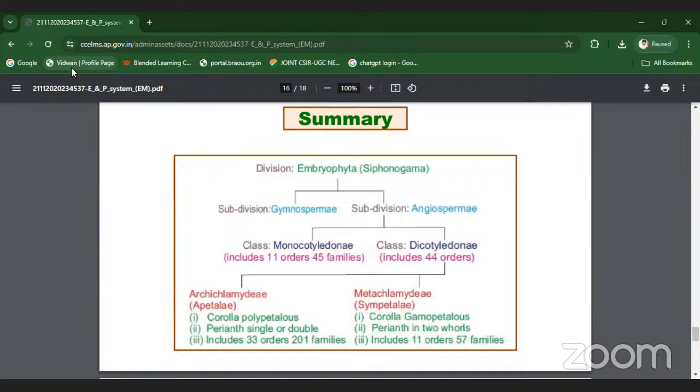And next one, recent trends in plant taxonomy: anatomy, palynology, embryology, cytology, chemotaxonomy, numerical taxonomy, and molecular taxonomy. These are all. First, let's see the anatomical relations.